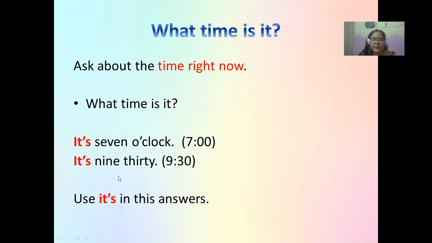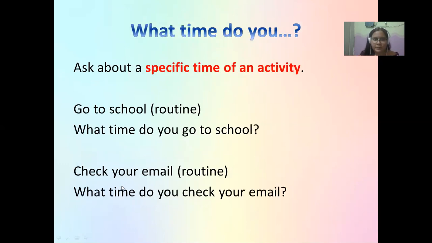Look, because we are just asking about the time in this moment. You are always going to use this. It's and then the time. It's 7 o'clock, it's 9:30, right now it's 9:10, it's 9:20, for example. So we are going to use it's. But the question is, what time is it? And you are asking about the time in this moment. Look at the next one.